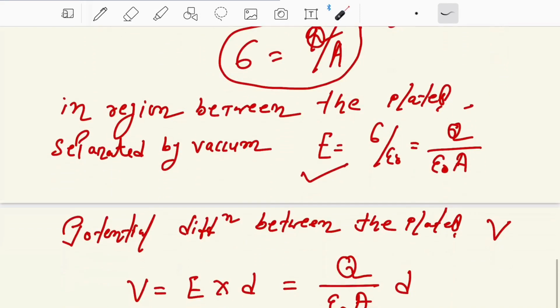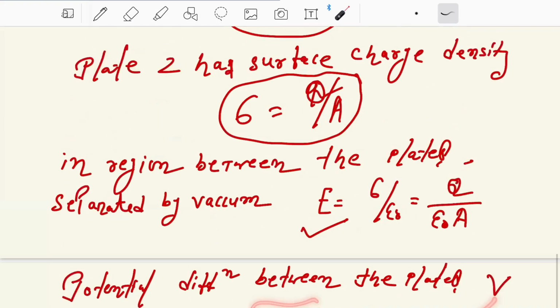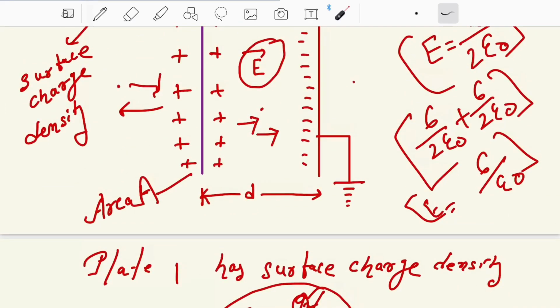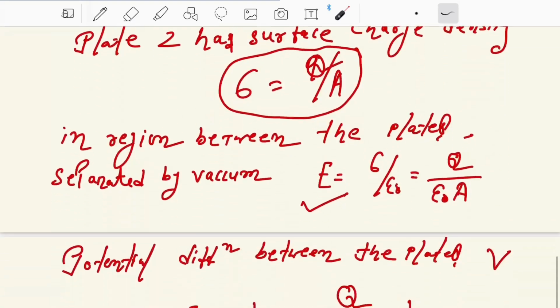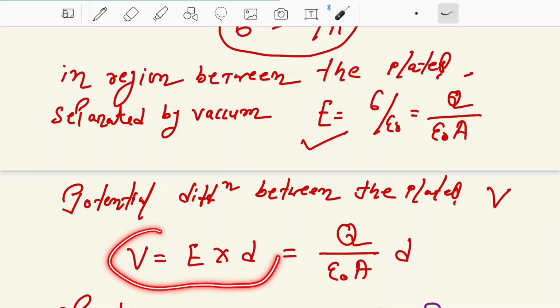Now if the potential difference between the plates is V, then what is the relation between V and E? So this is a distance D, so the relation between E and V can be written like this: potential V equals E into D. Okay, so now just put E here, then substitute the value of D. There is no numerical value of D, you just have to put the D.